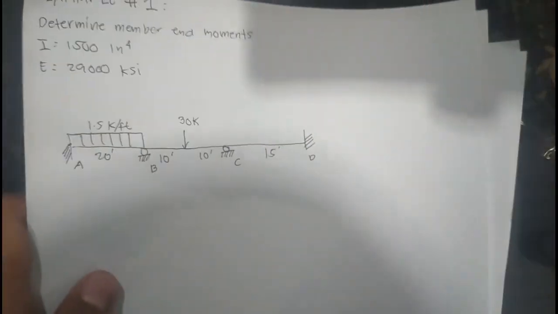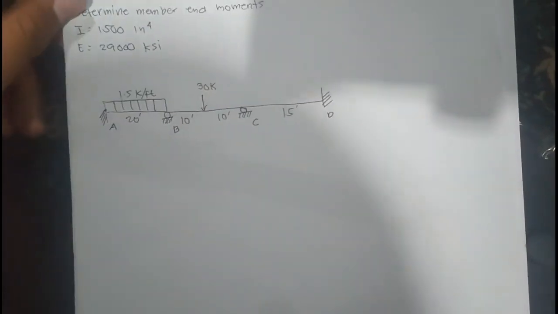So let's go over the examples. Example number 1: determine the member end moments. We are given I equals 1,500 inch to the 4th power and E equals 29,000 KSI. So this is our illustration.